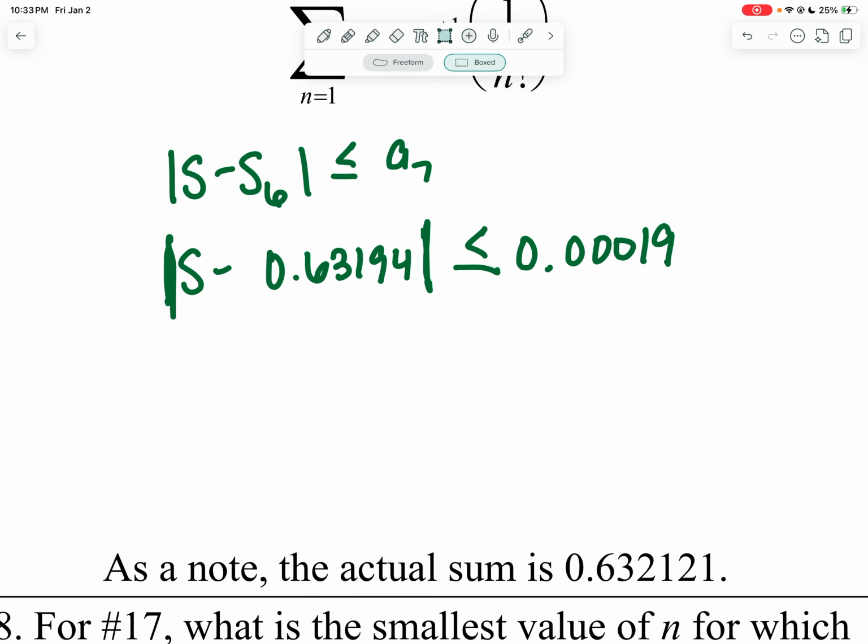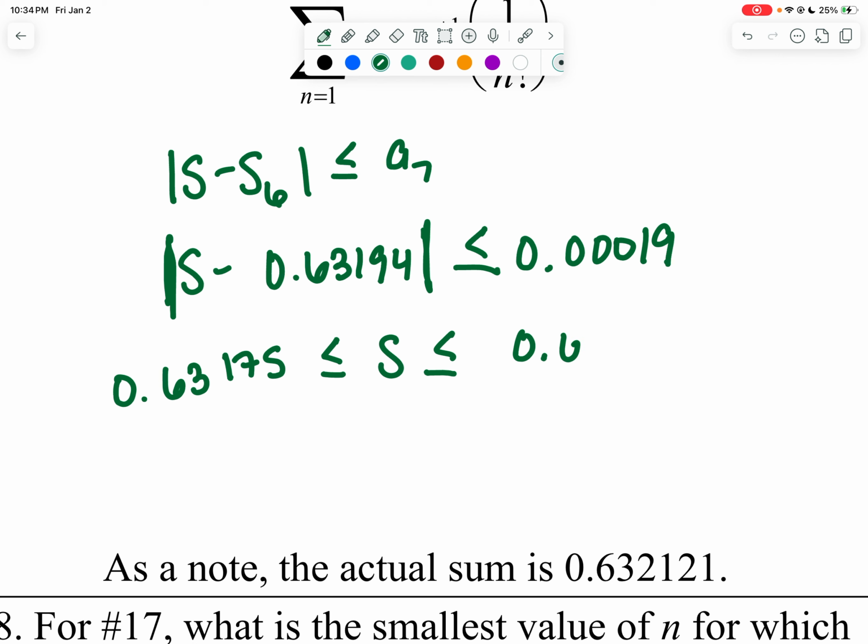All right, so then we're just going to solve this like a regular inequality that we did back in Math 3, where we just add and subtract from my partial sum here, meaning that my actual sum is between 0.63175 and 0.63213. Now, I already told you what the actual sum is, which was 0.632121, which of course fits in with our inequality here.